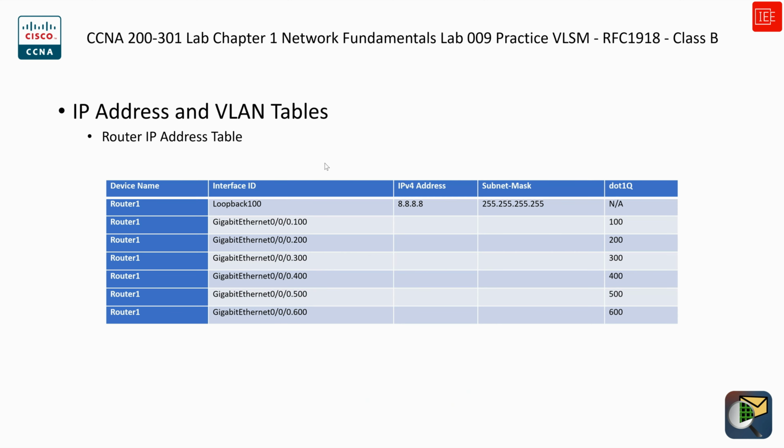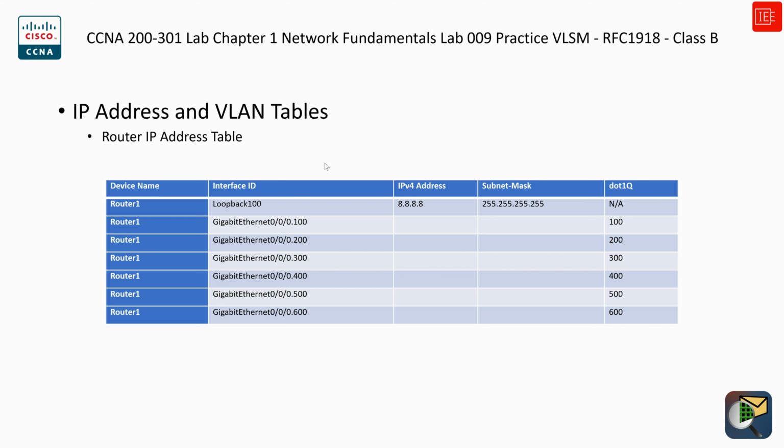Now let's move to the IP address and VLAN tables. The first table we see on the screen here is the router IP address table. Please take a screenshot as you might want to copy the table across so that you can fill this table yourself. Much like our last lab, we have the router IP address table where we need to fill in the empty cells, and we will do that once we have read the lab tasks, understood the business requirements, and performed subnetting based on the requirements. What you see on the screen is self-explanatory.